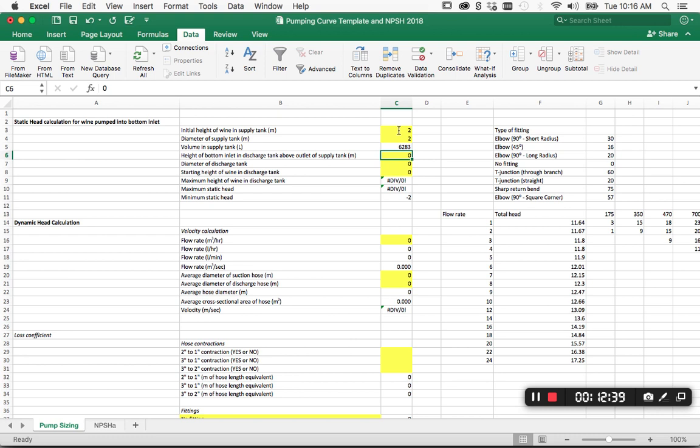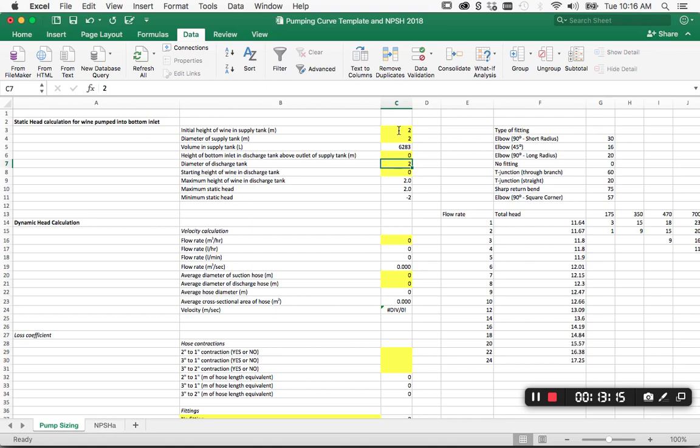Height of the bottom inlet in discharge tank above the outlet of supply tank. So that's asking, does the pump actually just need to lift the liquid a little bit even to get into the outlet of the discharge tank? So pretty much, is the discharge tank higher than the supply tank? In this case, no, it's not, so we put 0 meters in there. Starting height of wine in the discharge tank, let's say it's 2 meters, so we've already pumped one tank in. So it says here now, the maximum height of wine in discharge tank currently is 2 meters.